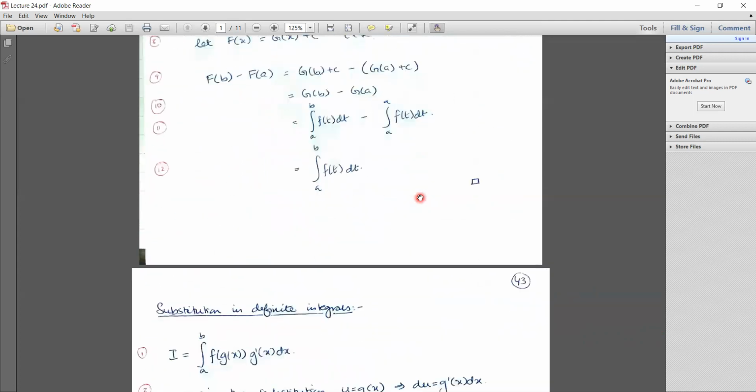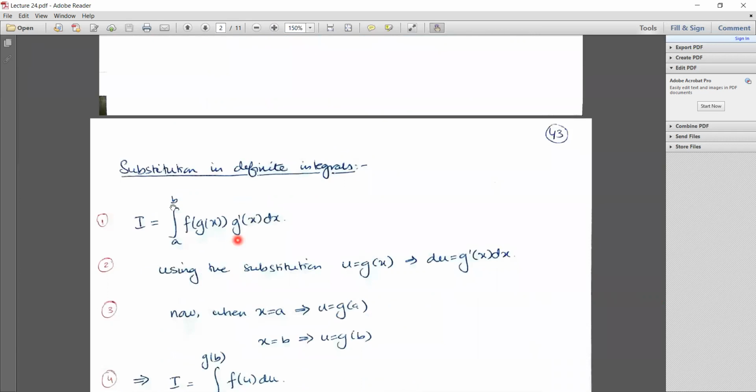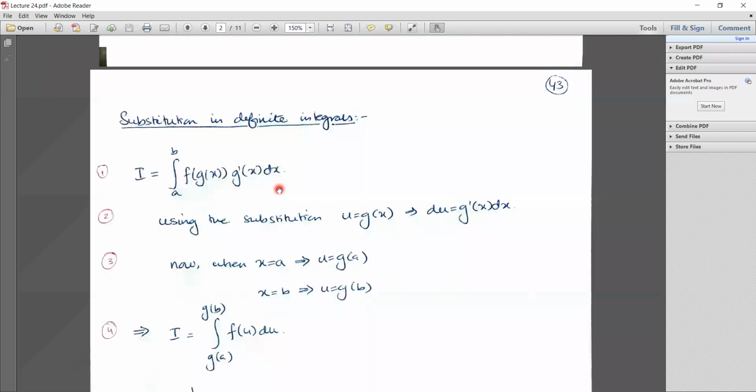All right, so one of the more important techniques that we studied for indefinite integrals was the U substitution technique. So that's also applicable now to definite integrals. The only extra step that we have to be very careful about is that now we also have these limits of integration that we have to be careful about.